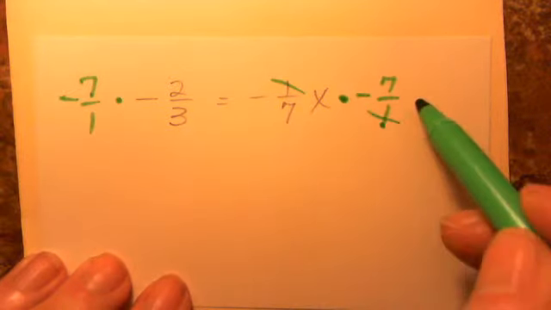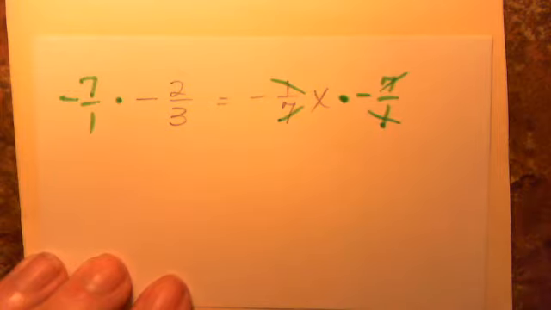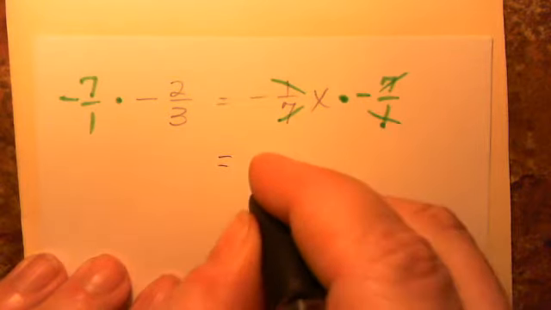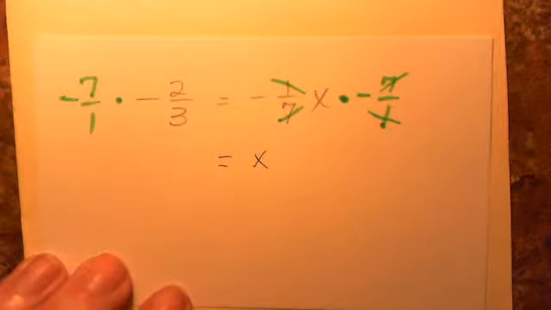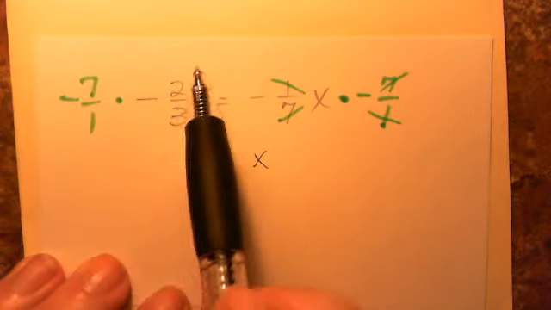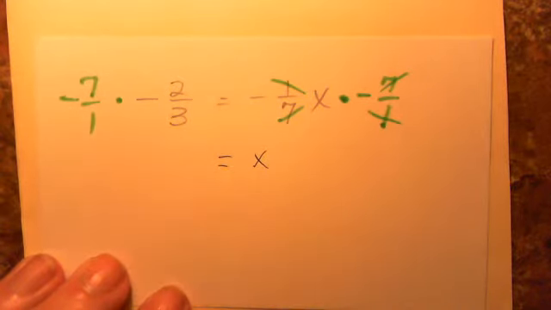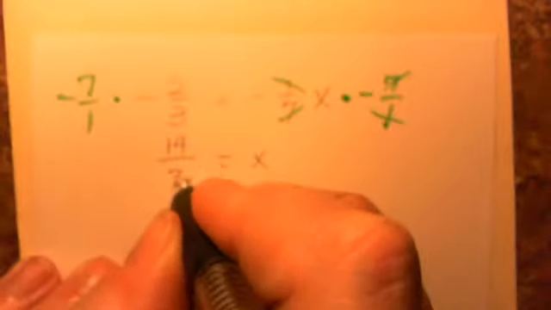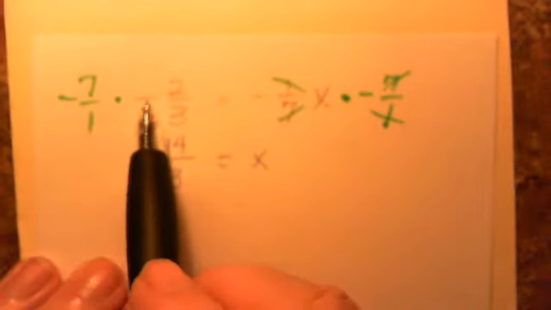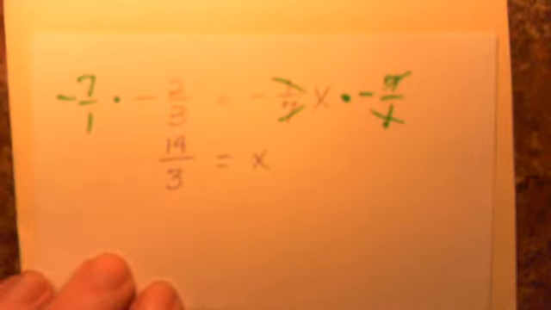So on this side, everything cancels. Negative times negative is positive. So we have positive 1x, and we just write the x. On the other side, 7 and 3, 2 and 1, nothing cancels. And so we're just going to multiply across the numerator for 14, across the denominator for 3, and then for the sign, negative times negative is positive. So our result is x equals 14/3, and it's an improper fraction, but it is simplified, so it's okay to leave it in that form.